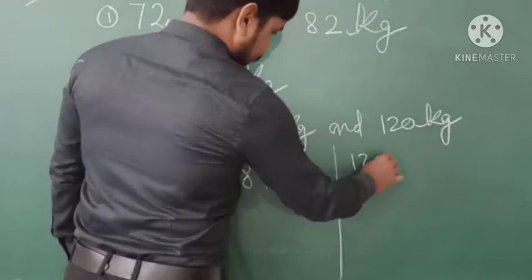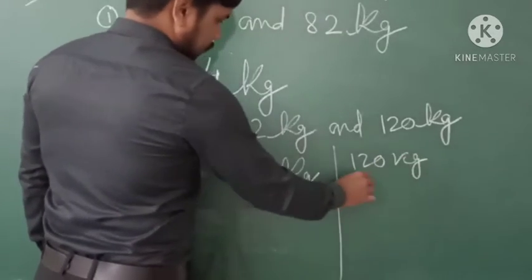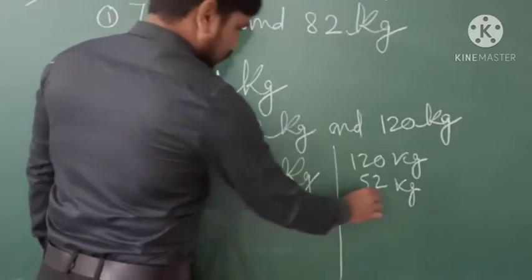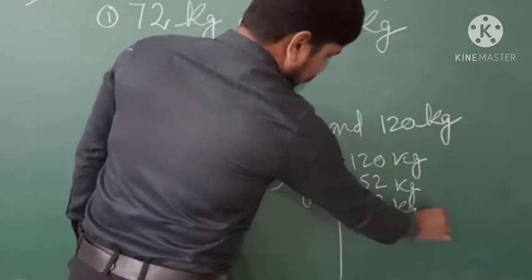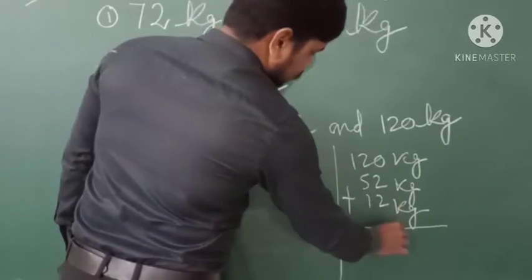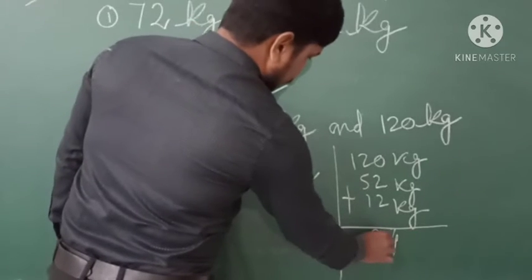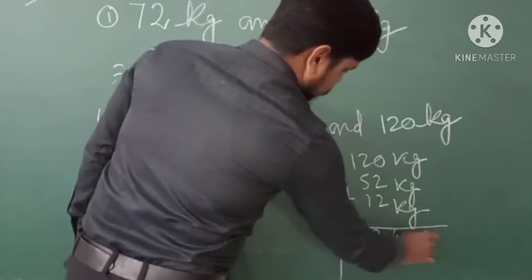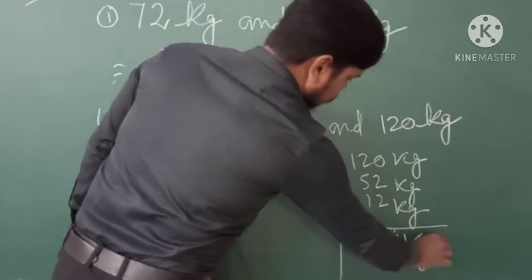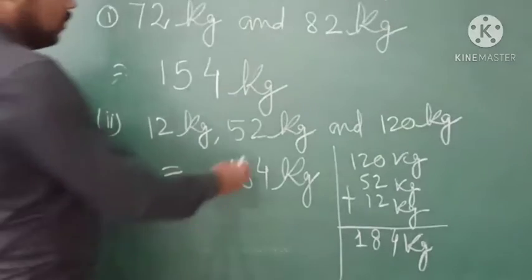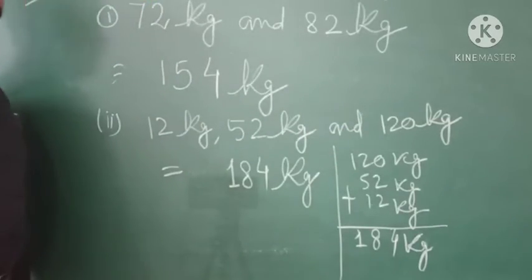So 120 kilogram, then 52 kilogram, then 12 kilogram. Then just add it. So 4, 5, 6, 7, 8, and then 1. This much of kilogram. So rough work you can do here. In case of kilogram, if it is gram, so definitely that will be gram only.